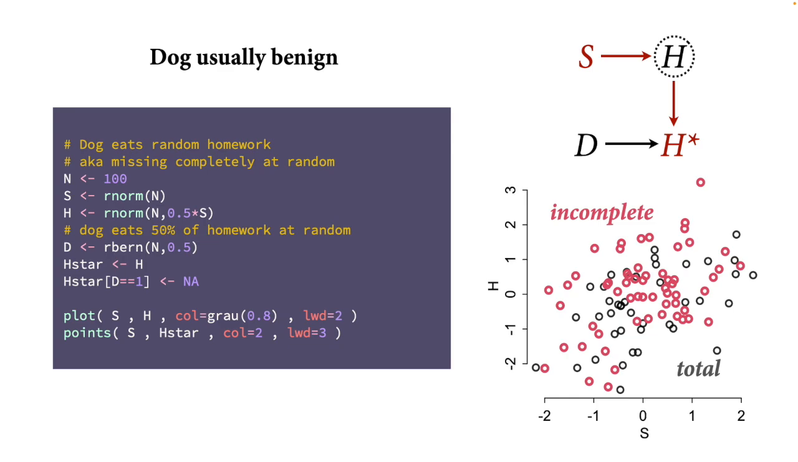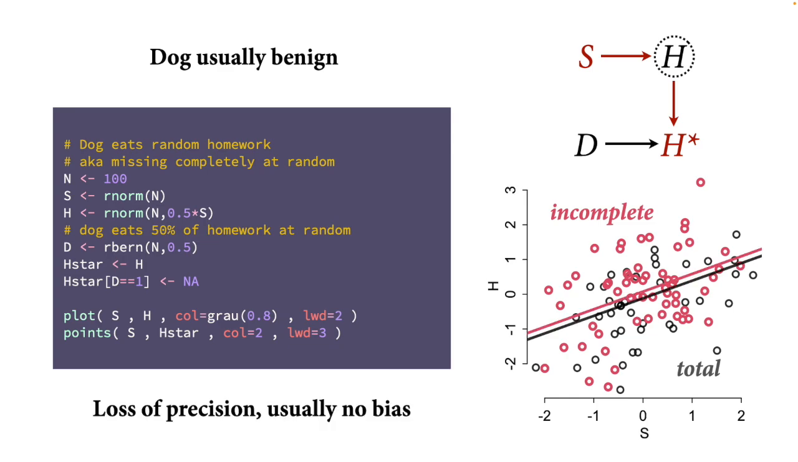And we can plot. What I'm showing you on the right is the total sample in black. That's the total sample. And then the incomplete sample in red. If we draw regression lines through these, you'll see that the slopes are about the same on average. You can run multiple simulations here to play around with this and reassure yourself I haven't picked any special simulation. We don't expect a bias for missingness when the dogs are random like this. We do lose data, though, and that's not good. So we lose efficiency and we lose precision.